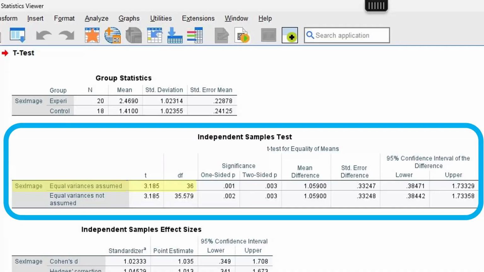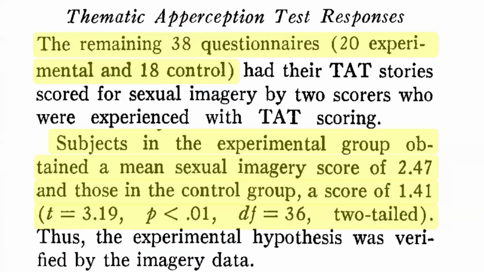So we have 3.185, or 3.19 rounded up, for the t statistic. Degrees of freedom is 36. And then for the significance, they reported the two-sided p-value, and the p-value is 0.003, and they reported it as p less than 0.01. So in this case, it's exactly the same information. They reported it as less than. Typically now that we have the software, we would report it as equals, but it is the same p-value that they found.